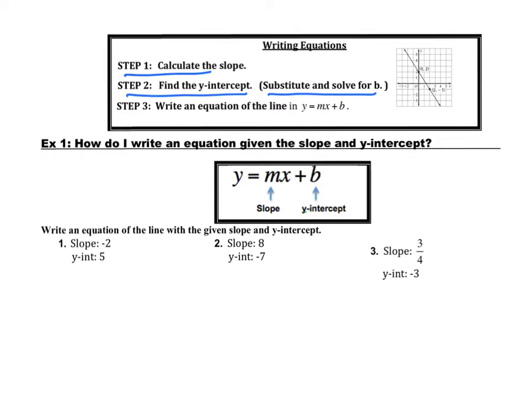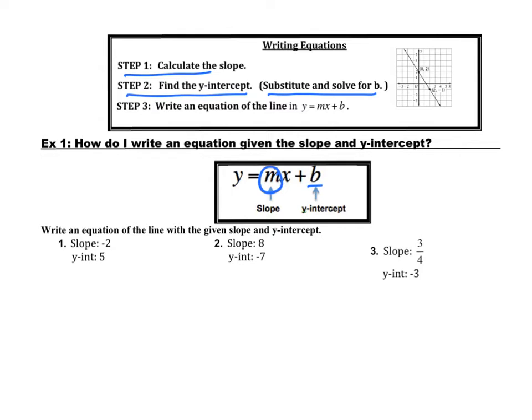And the third step is to write the equation of the line back in y is equal to mx plus b. So remember that when we've solved for y in an equation, we know that the m is going to be our slope, and then the number without the variable, the b, is going to be our y-intercept. So write the equation of the line given the slope and the y-intercept.